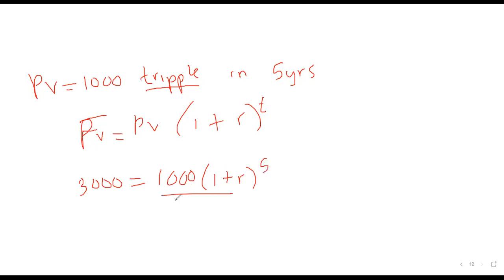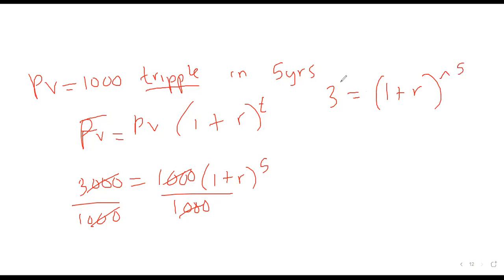So we divide both sides by 1,000. When we divide both sides by 1,000, we're going to have 3 on this side. So we have 3 is equal to 1 plus r to the power 5. Whenever there's nothing, it's the power 1. So we cannot find r until we remove the power here.